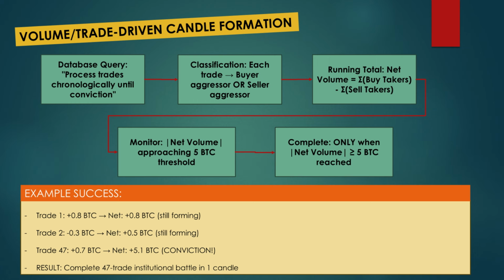The key insight is that we don't close the candle until this net volume reaches a predetermined threshold, say 5 Bitcoin of net buying or selling pressure. This means every single conviction candle represents a moment when one side accumulated enough conviction to move significant volume in their direction. When a candle finally closes, you know for certain that either buyers committed 5 Bitcoin more than sellers, or vice versa. The completion criteria is simple but powerful: absolute net volume greater than or equal to our threshold. This could be plus 5 BTC from aggressive buyers or minus 5 BTC from aggressive sellers. Either way, the market has spoken with real money, not just time passing by.